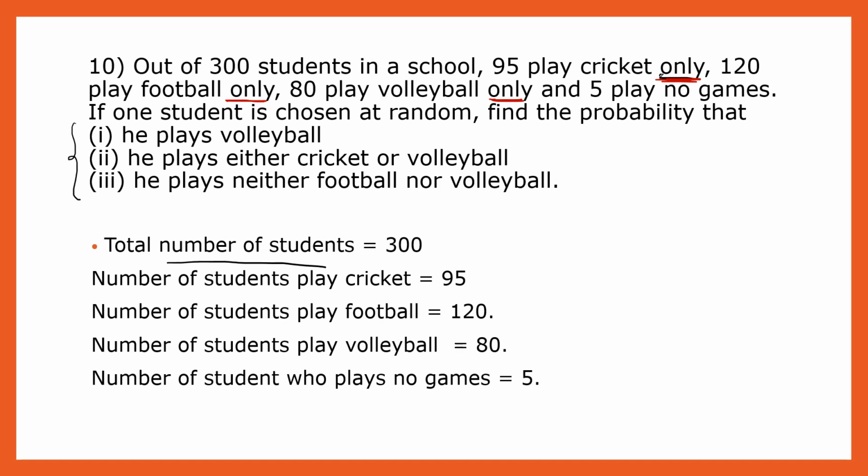95 play cricket only. There are 95 students who play only cricket, no other game. What the word only suggests is that these 95 students play only one game, which is cricket. They don't play any other game. Similarly, we have 120 who play football only, which means these 120 students will only play football, no other game.